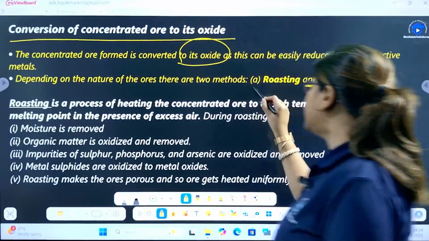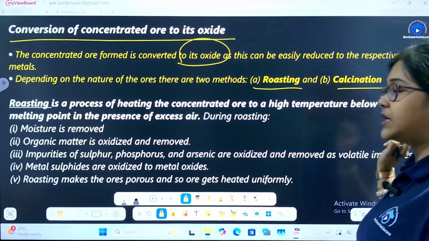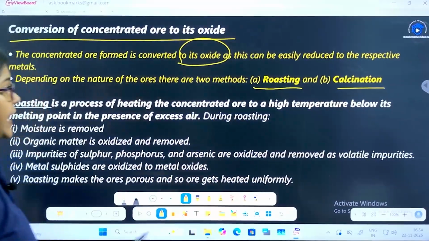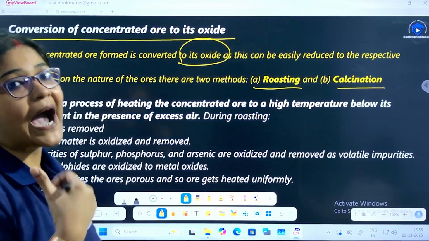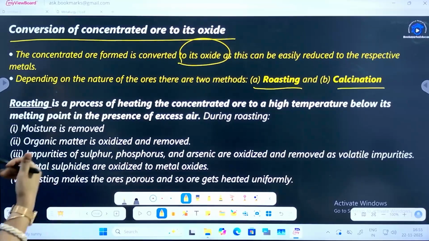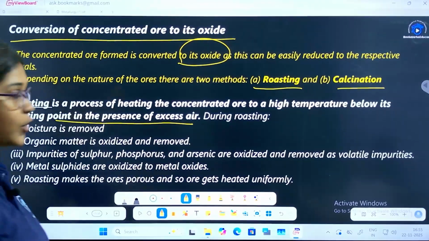So, depending on the nature of the ores, you choose either roasting or calcination. In the roasting method, what happens? It is heating the concentrated ore to a high temperature but less than its melting point, and in the presence of excess air. Okay.